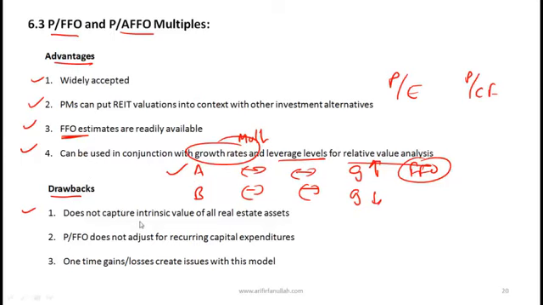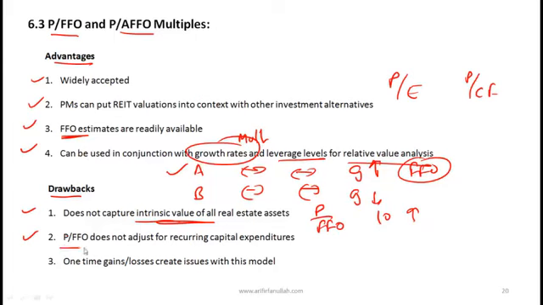These multiples do not capture the intrinsic value of all real estate assets. The point here is that if a given REIT owns lots of land, we need to make adjustments to multiples such as price to FFO for any vacant properties. So if without the vacant property you have a given multiple of say 10, then when we factor in the vacant property, this multiple should be adjusted upwards before it can be compared with say the multiple of another REIT which does not have vacant property.